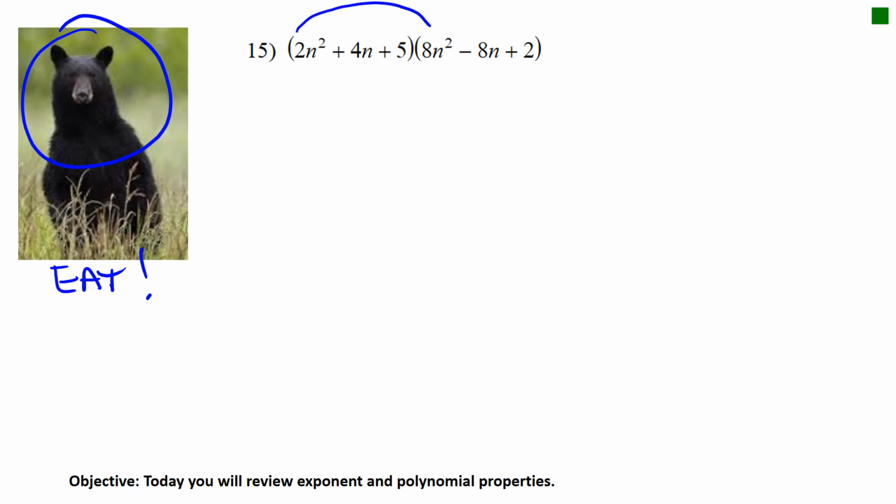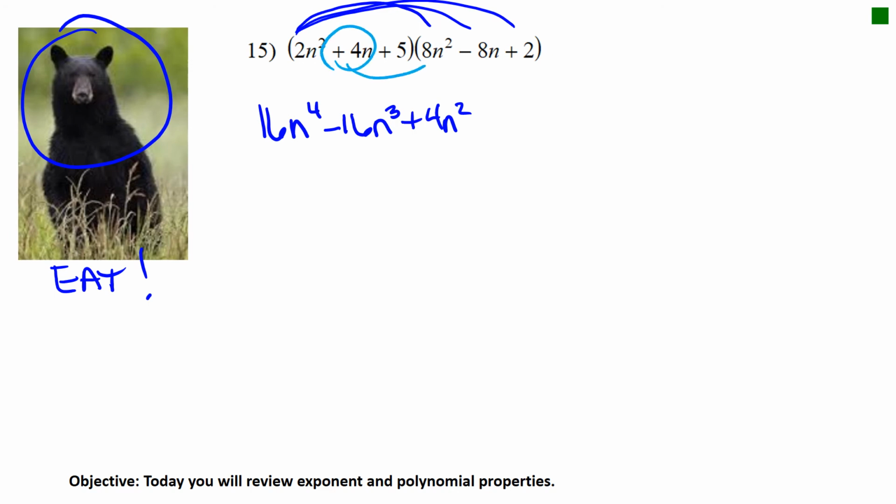We are done. 2 times 8 is 16. N squared and n squared is n to the 4th. 2 times negative 8 is negative 16. N squared and n is n to the 3rd. 2 times 2 is a positive 4 with an n squared. The first one I don't really have to worry about. The second one, when I take that 4 times 8, before I write it down, I've got one n, 2 more n's, that's 3 n's, so it's going into the n to the 3rd, so it's positive 32 n to the 3rd. 4 times negative 8 is negative 32, and it's n squared, so it goes in the n squared column. 4 times 2 is 8, and it just has the one n.